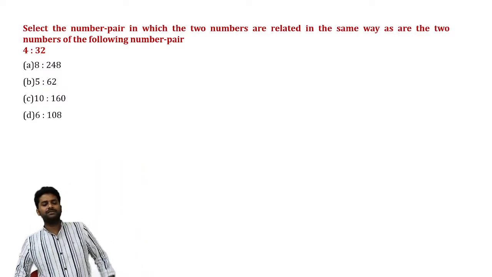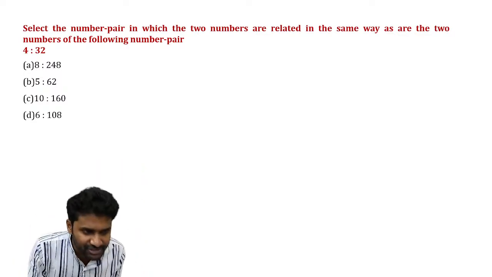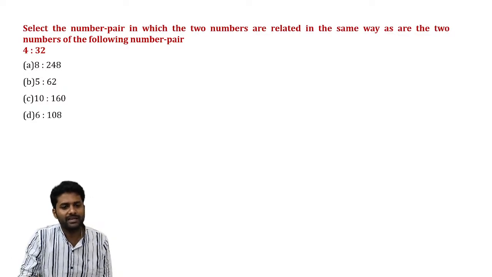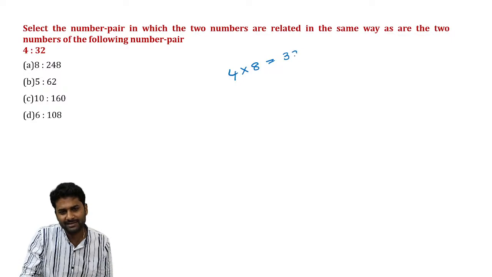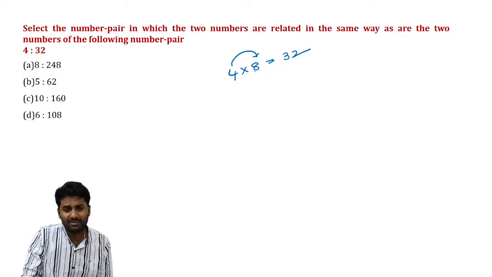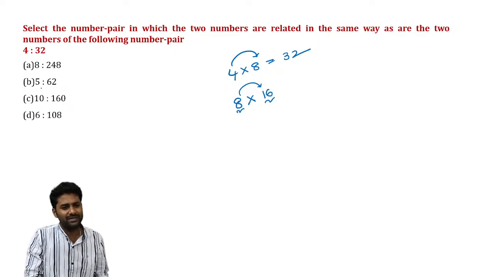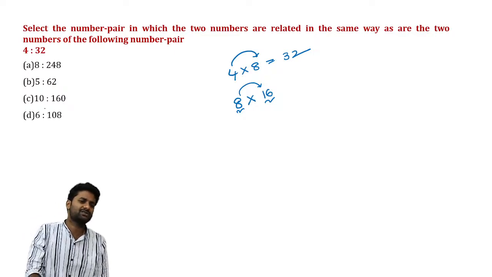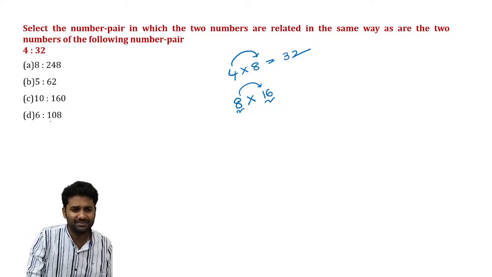Now, here the question, see, find the relation between 4 and 32. For example, we'll think in this way, sir. 4 is multiplied with 8 to get 32. So there are two ways. You can directly multiply with 8 or double of 4 is 8. Let's take this condition. 8, if you go for double of 8 is 16. So 8 into 16 is not 248. So 5, if you double it, 10, it will never be 62. 10, if you double it, it does not satisfy our condition.